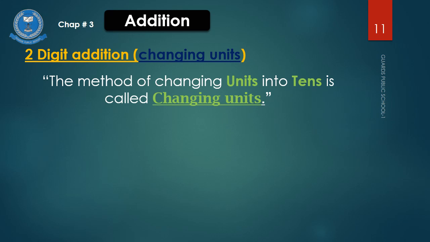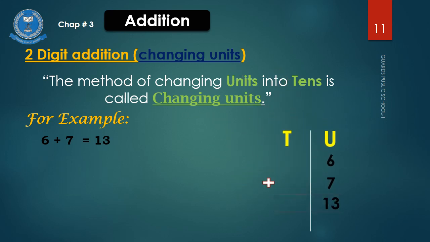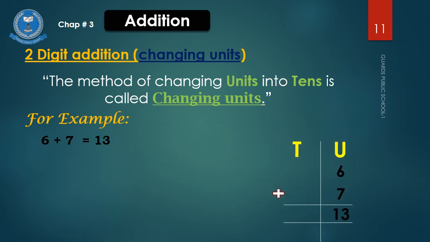For example, if we add two numbers 6 and 7, we get the sum of 13, right? But do you all know how to write the answer correctly in the unit and tens column? Can you tell me if I write 13 in the units column, am I writing it correctly?